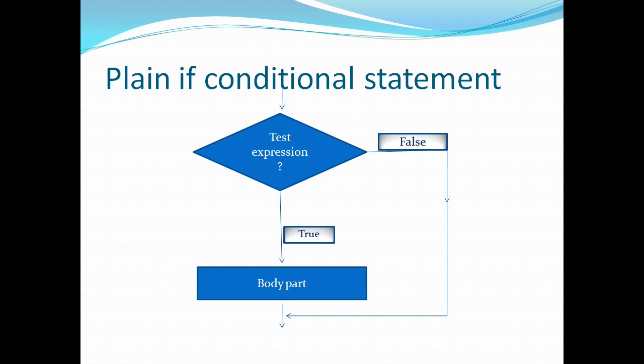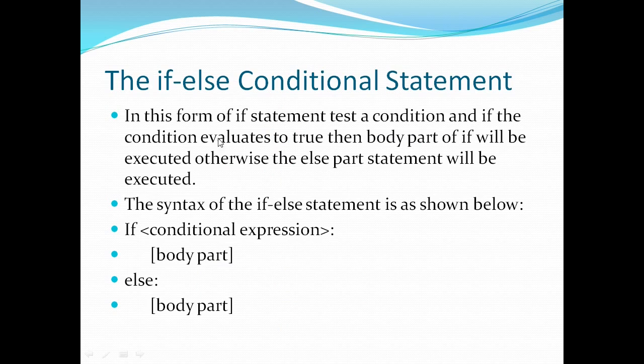This is the if else conditional statement. In this form of the if statement, we test a condition, and if the condition evaluates to true, then the body part of the if will be executed. Otherwise, the else part statement will be executed, which means we have to give the condition with if, and if the condition becomes true, then the body part of the if will be executed. Otherwise, control automatically goes to the else part and executes the else part statement.